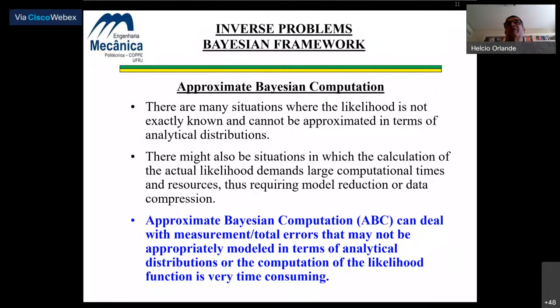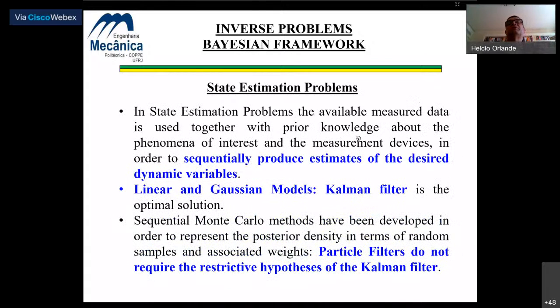State estimation problems are also solved with the Bayesian framework of statistics. State estimation problems aim at the sequential estimation of the desired dynamic state variables by using all the knowledge available about the phenomena of interest and also the measurement devices.